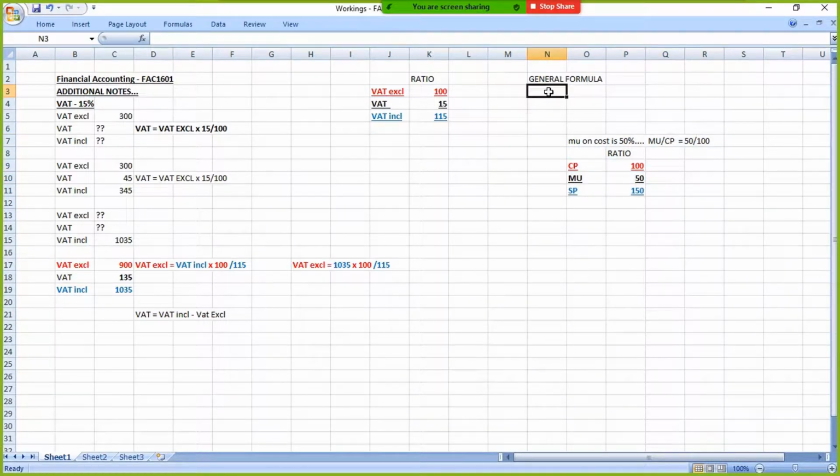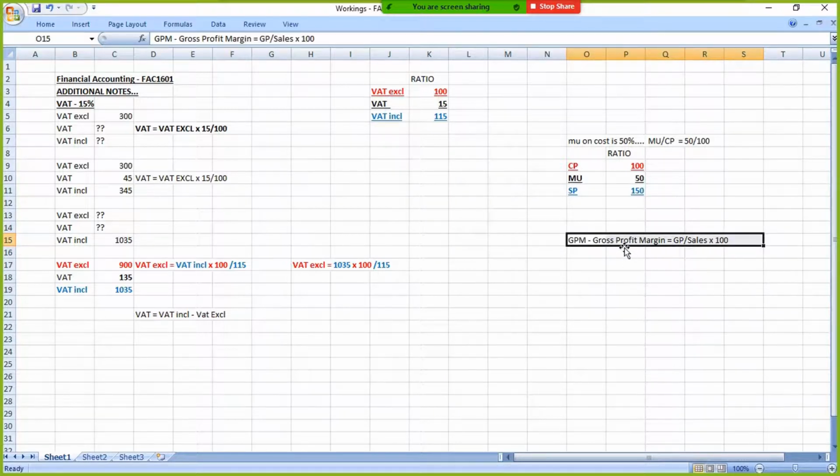You can have a markup on your selling price, but then it's not called a markup on selling price. It's called a gross profit margin. Gross profit margin is gross profit divided by selling price, times 100. That's the percentage. I think that's the formula you're looking at. They might have covered that in 1502, I think.